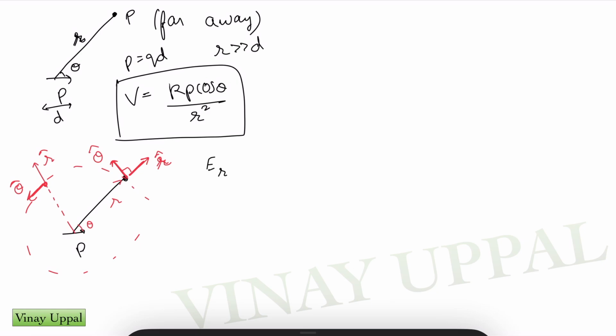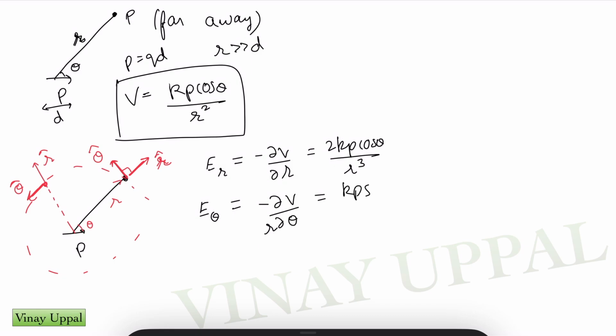So the radial and the tangential components of the electric field: E_r comes out to be minus del V by del r, so you're differentiating with respect to r while keeping theta constant. This will come out to be 2kp cos theta by r cubed, and E theta would be minus del V by r del theta, so this will be kp sin theta by r cubed. So these will be your components, the radial and the tangential. You should be able to either remember them or derive the field components from the potential.